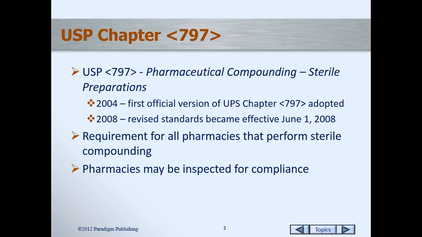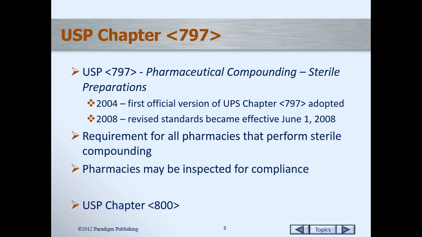Now, requirement for all pharmacies that perform sterile compounding, they're required to follow USP 797. It's enforceable by state boards of pharmacy, Joint Commission, and the pharmacies may be inspected for that compliance. Soon, USP Chapter 800 will be enforceable. It was ratified in February of this year and goes into effect in July. So we will have more updates. USP Chapter 800 is specific to hazardous drugs.